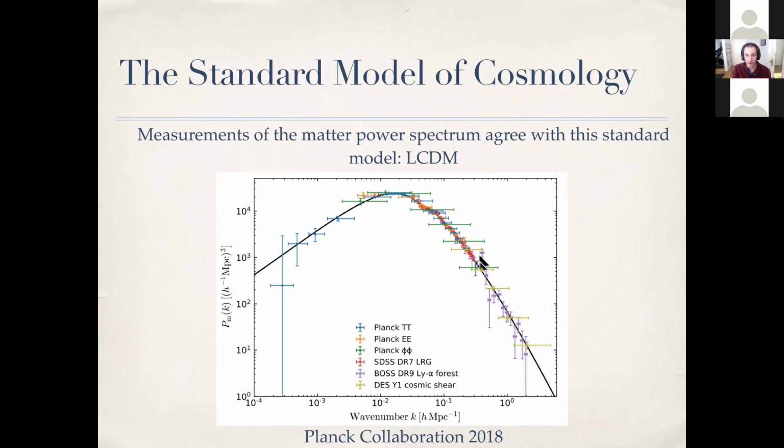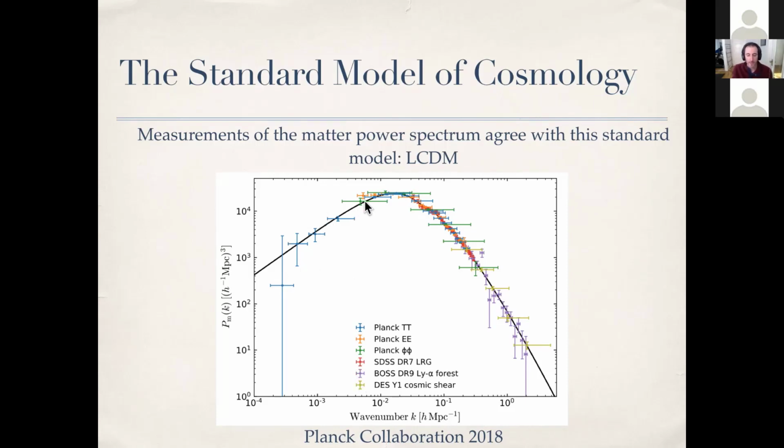The points here are measurements that we've made of this matter power spectrum from a variety of observations. Starting with the blue, yellow, blue, orange, and green points, you have measurements from the cosmic microwave background from the Planck satellite. Then the red, purple, and yellow points here are measurements made by galaxy surveys, in particular the Sloan Digital Sky Survey, the BOSS survey, and the Dark Energy Survey. The Dark Energy Survey is something I'm going to be talking about quite extensively today. And these are, like I said, all galaxy survey measurements.